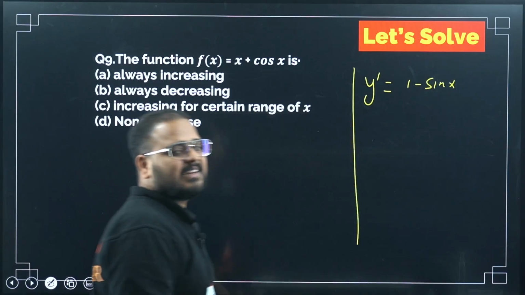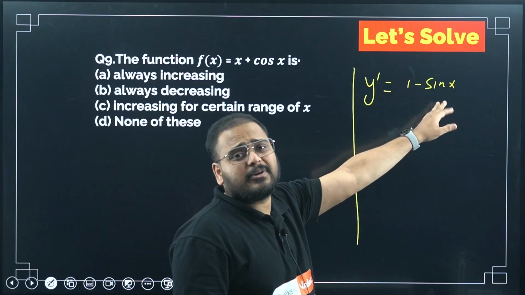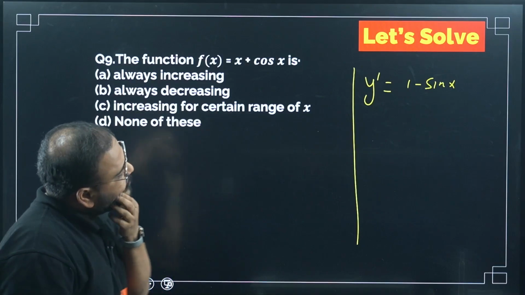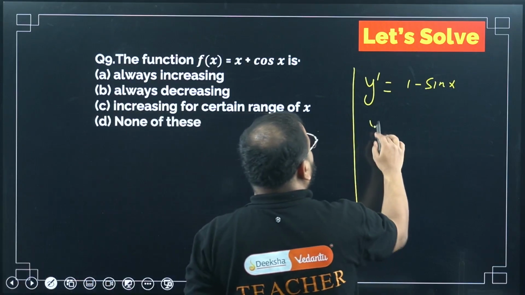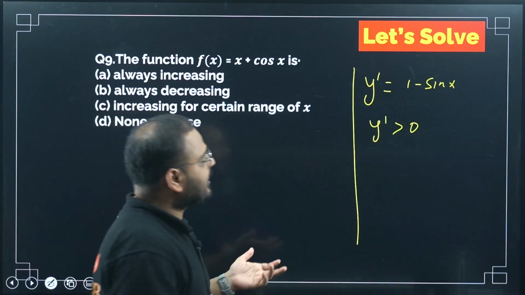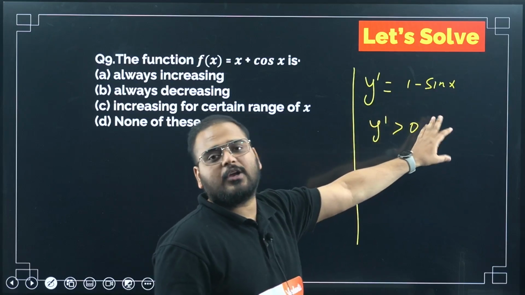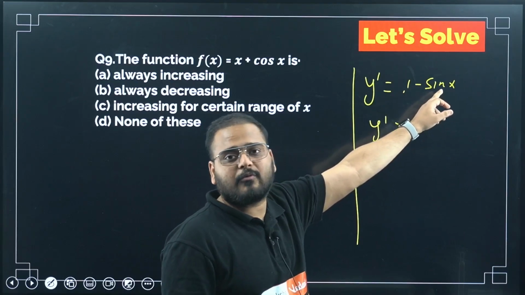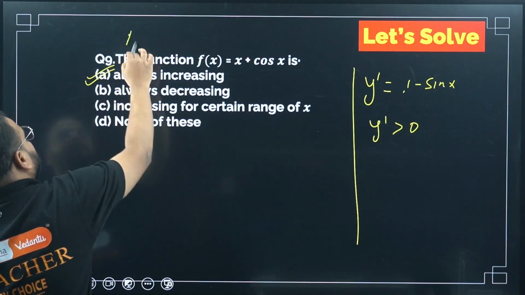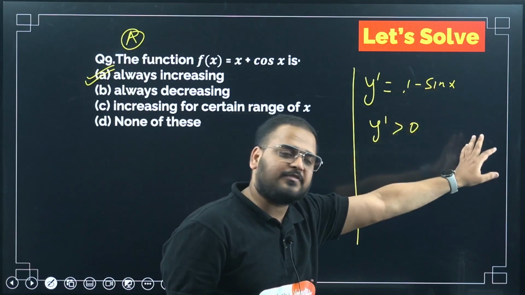Now think about it. Can sin be ever more than 1? No. Maximum it can be 1. Chaliye. So if it is 1, this y dash will always be positive only, right? Because the sine range is from minus 1 to 1. So for all those values, 1 is here. This can never be more than 1. So for that reason, it is always positive. Answer is always increasing. This is always a positive function. Please understand it. 1 minus sin x is a positive function because 1 is a positive number.